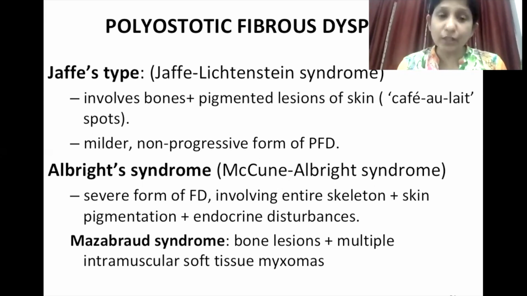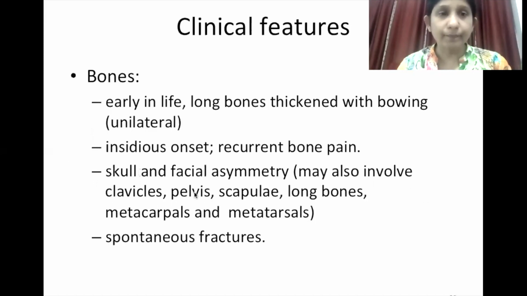Now, Mazabraud syndrome is a case where there are bone lesions and multiple intramuscular soft tissue myxomas. Myxomas are benign tumors which show myxoid tissue, a specialized kind of tissue. So when you find a lot of these myxomas along with bone lesions in fibrous dysplasia, you call it Mazabraud disease. Now, what all changes do you find in the bones?